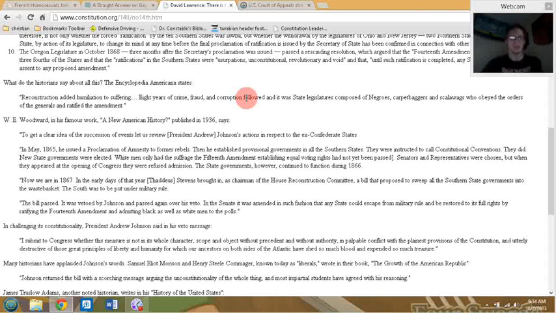Now we're in 1867. In the early days of that year, Stevens brought in, as chairman of the House Reconstruction Committee, a bill that proposes to sweep all the southern state governments into the wastebasket. The South was to be put under military rule. The bill passed. It was vetoed by Johnson and passed over his veto.